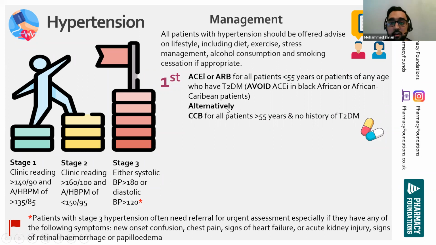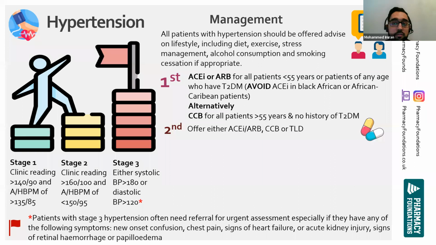Okay? Now, for any step and any stage, you want to avoid ACE inhibitors in patients of Black African or Afro-Caribbean descent. Alternatively, for all patients above the age of 55 with no history of type 2 diabetes, we're going to be giving calcium channel blockers, more likely than not amlodipine, okay? Now, second line treatment options. You're going to be offering either an ACE inhibitor, calcium channel blocker, or thiazide-like diuretic.